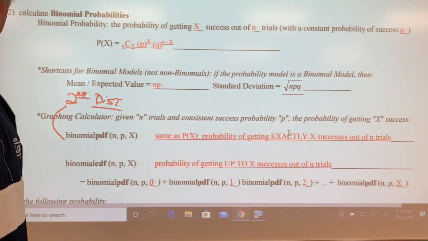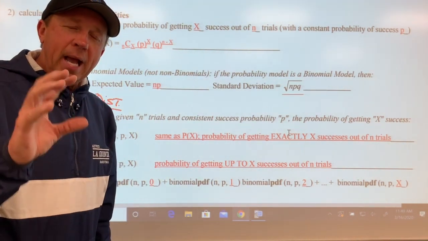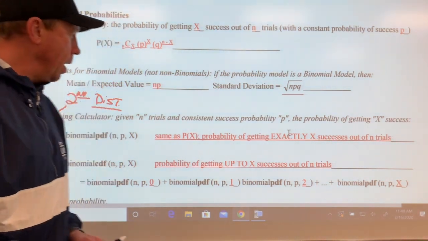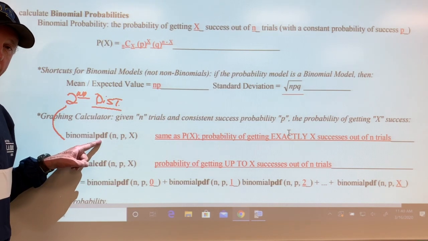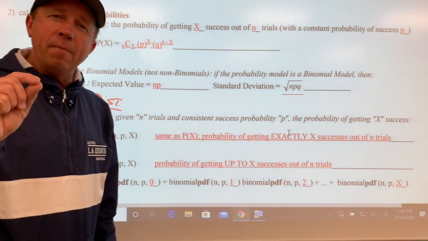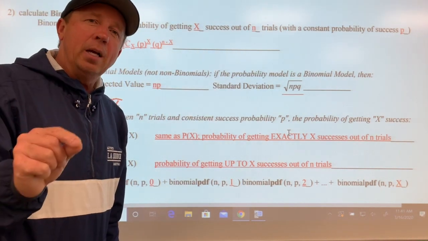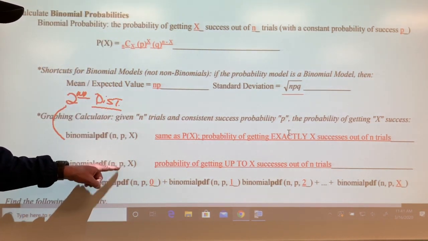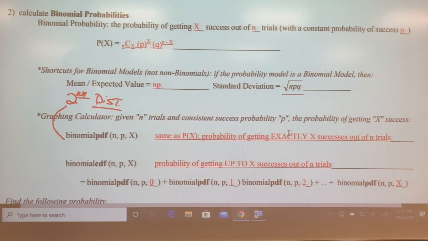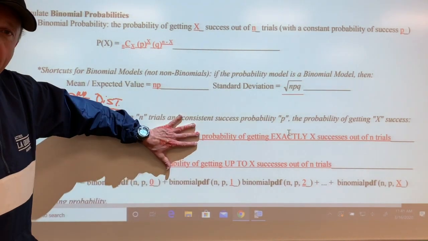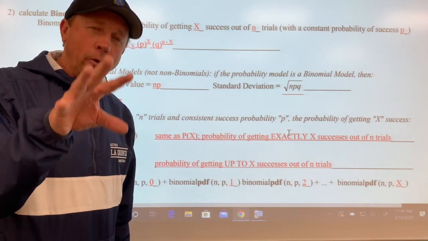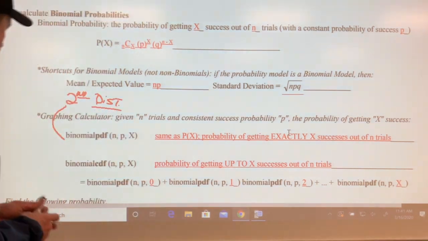So if you want the probability of Johnny making exactly 7 out of 10 free throws as a 70% shooter, then that's going to be the PDF function. If you want the probability of making 7 or less free throws out of 10, that's a CDF function, okay? And all of this I'm going to explain in context. If you don't have a graphing calculator, I will show you alternative ways to do this, okay?